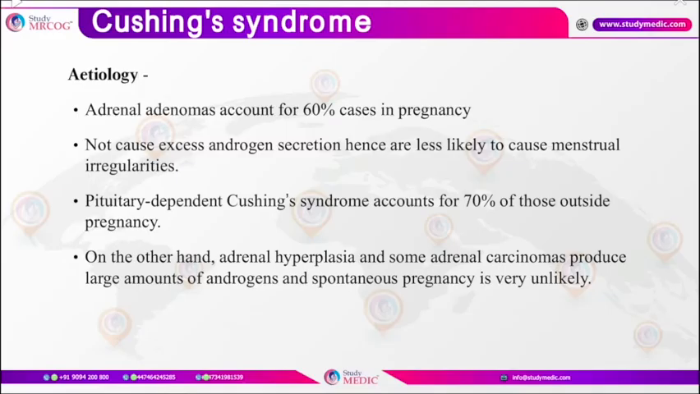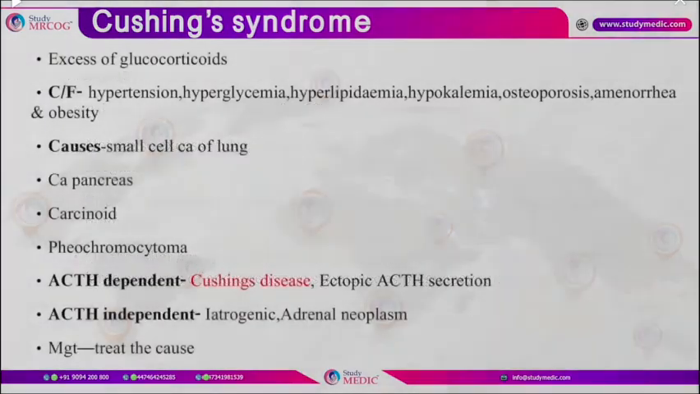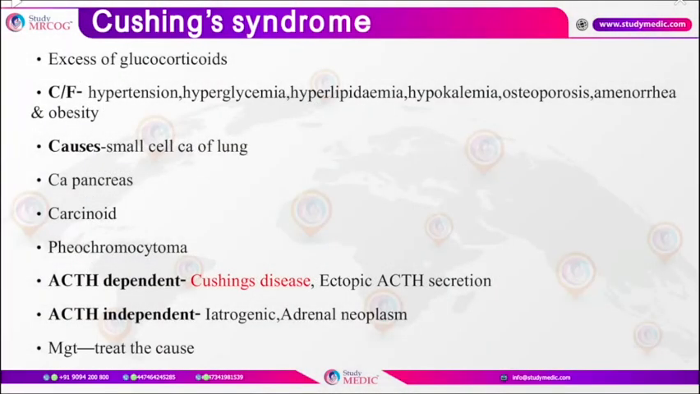On the other hand, adrenal hyperplasia and some adrenal carcinomas produce large amounts of androgen, and spontaneous pregnancy is very unlikely in this group of patients. So what exactly happens is there is an excess of glucocorticoids, with clinical features manifesting as hypertension, hyperglycemia, hyperlipidemia, hypokalemia, osteoporosis, amenorrhea, and obesity. You can see that this is quite the opposite of Addison's disease.